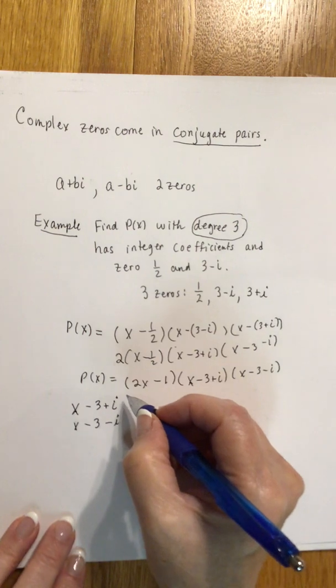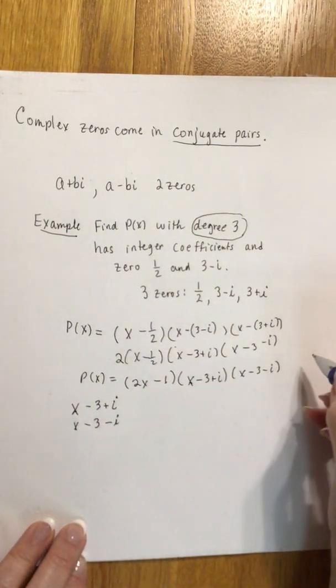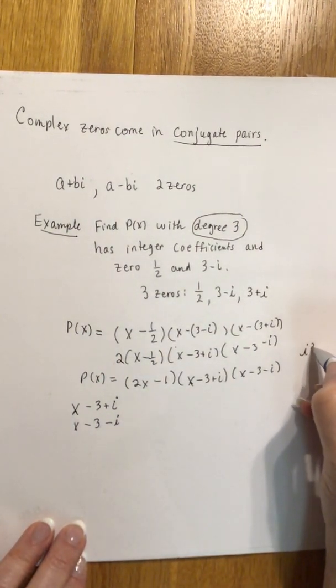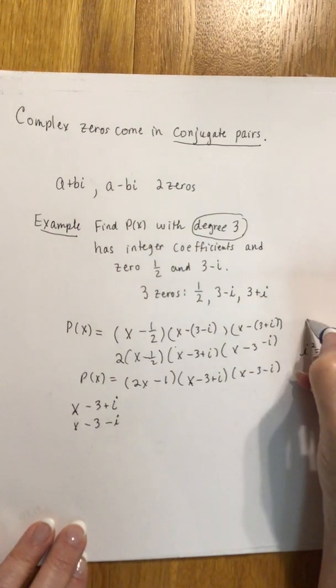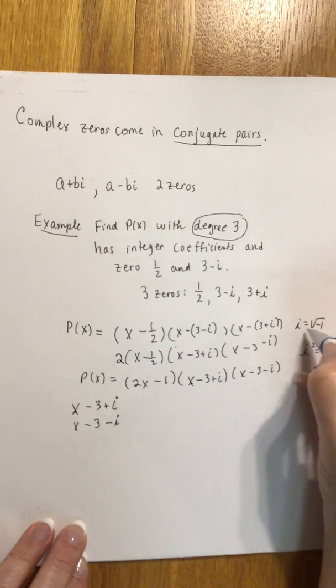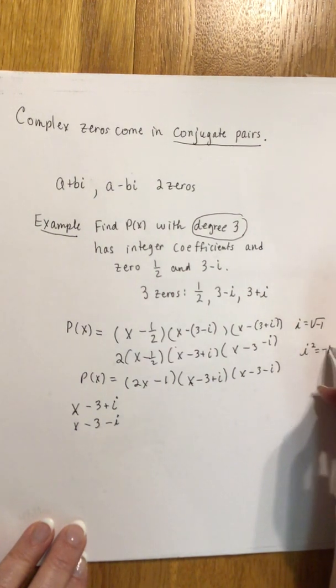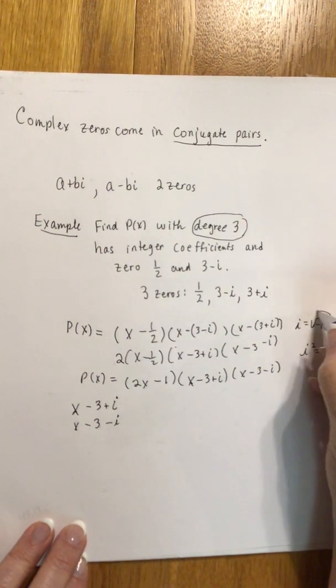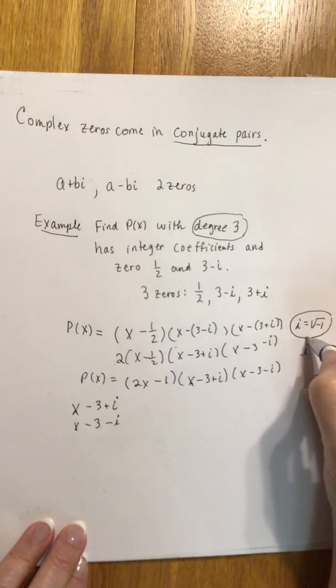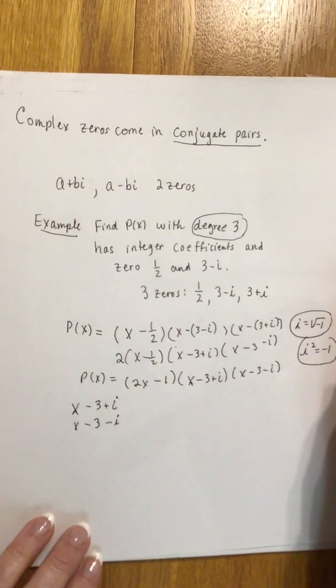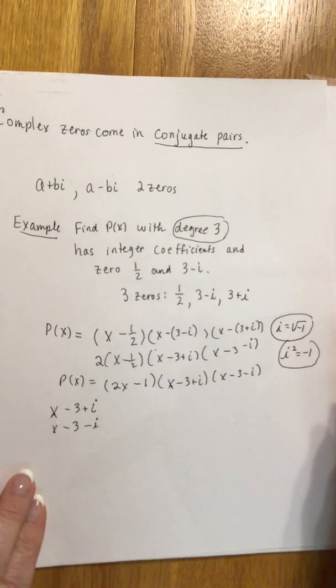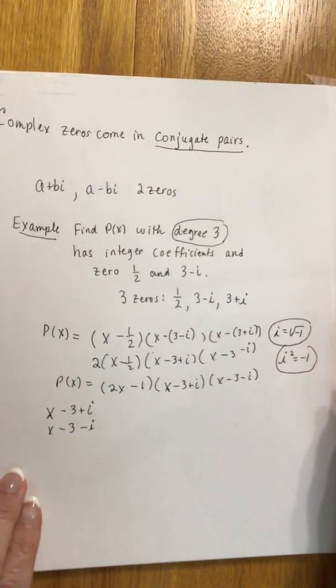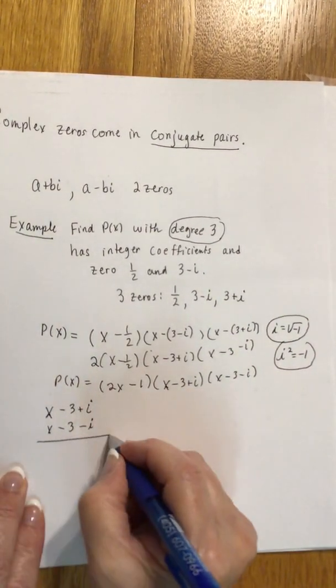Now, one of the things that we can remember about i is that i squared is equal to negative 1. So i was equal to the square root of negative 1, but if I square both sides, I'm going to get i squared equals negative 1. So these are 2 things about imaginary numbers that you should know. Let me scoot this over so you're not off the page. All right, so we're going to go ahead and multiply.